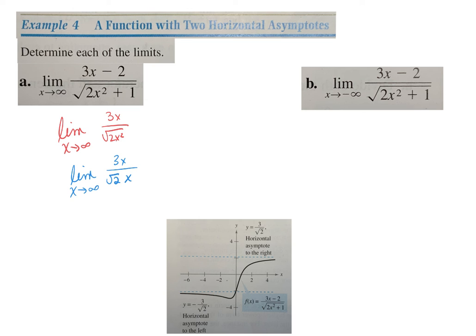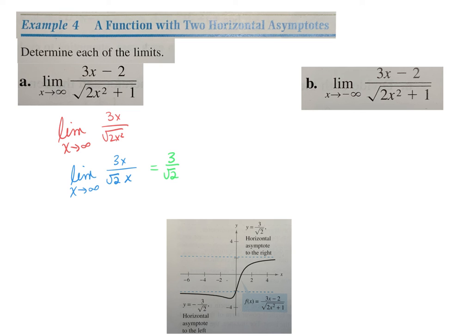Now what do you notice about those degrees? They have the same degree, technically, all right? And so when you have the same degree here, then you just use your coefficients. And so my limit here is actually going to be 3 over the square root of 2. Make sense?